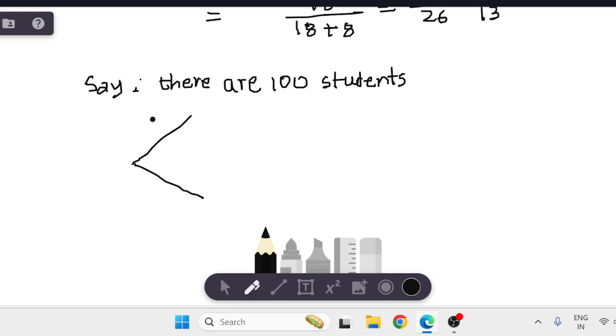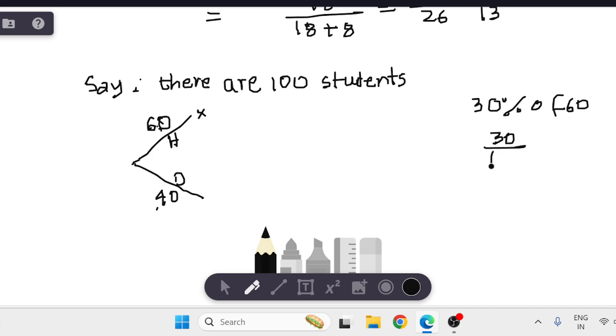So there are 100 students. I draw the branch. 60 stays in the hostel. It was given 60%, so I wrote 60. And the remaining are day scholars, how many? Can you make out that it comes to 40? Total is 100. In that, out of that, 30% of 60. So what is 30% of 60? It is nothing but 30 by 100 into 60. It's very simple. It comes out to be 18. So 18 students achieve grade A.